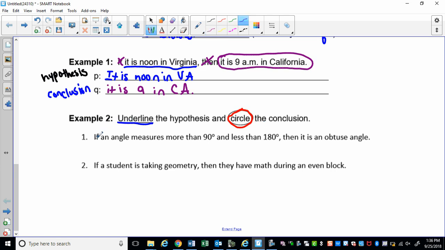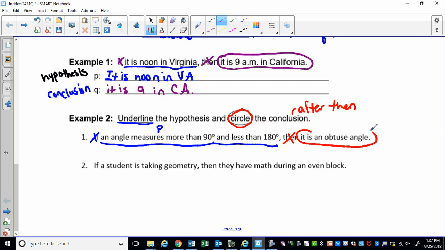Remember, my hypothesis is after the if, so I'm going to cross out the if. My hypothesis is an angle measures more than 90 degrees. This is your hypothesis, or P. Oh, and less than 180. It's part of the hypothesis. Your conclusion is going to be after the then. So cross out the then. After the then is, it is an obtuse angle. This is my conclusion, Q. You guys can try number 2.